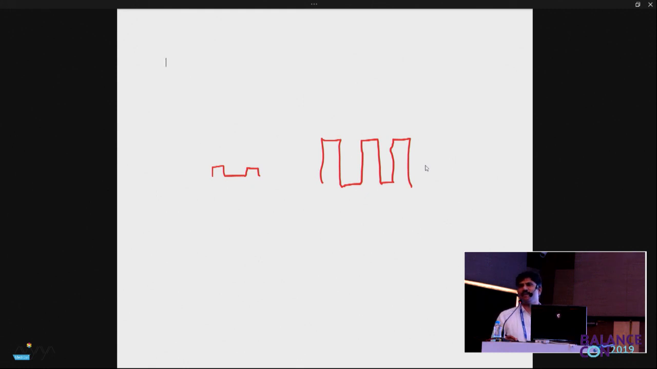So if it is a small one, it is called a square wave jerk. If it is a big one, it is similar, but the oscillations are bigger. This will be called a macro square wave jerk. It is macro, but it is a square wave jerk.